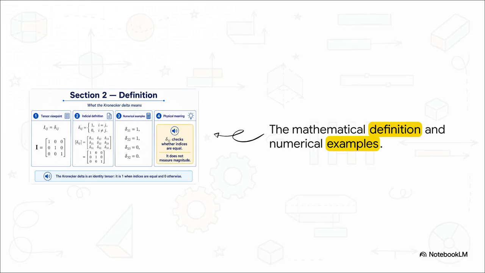Now this is absolutely crucial to remember. This symbol only checks index equality. It does not measure magnitude. It is literally just a matching game.